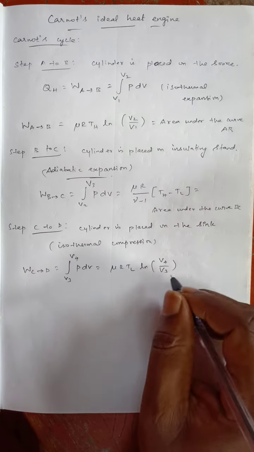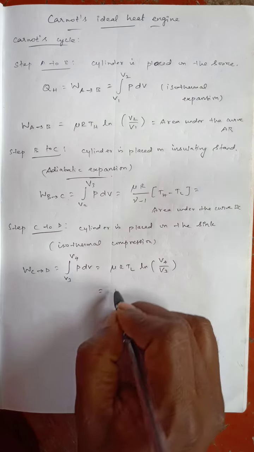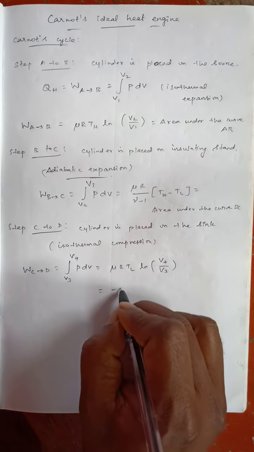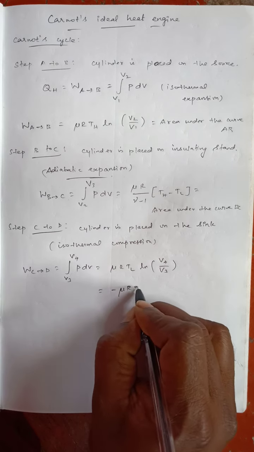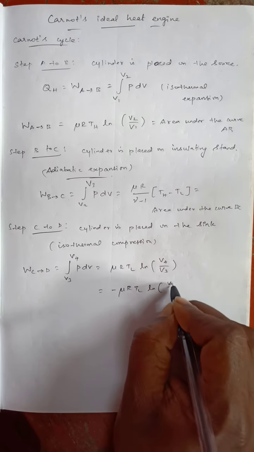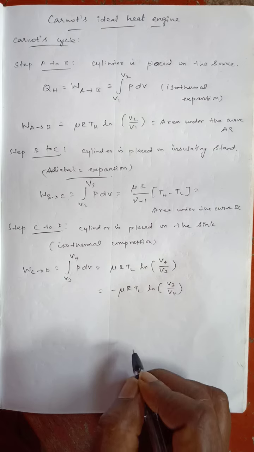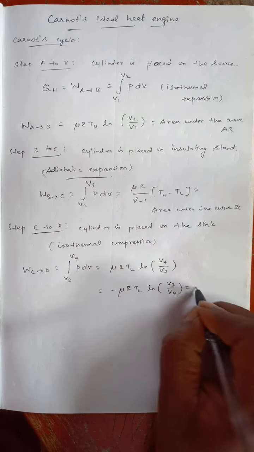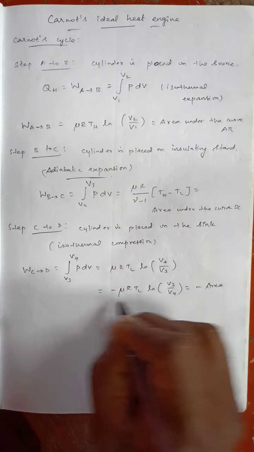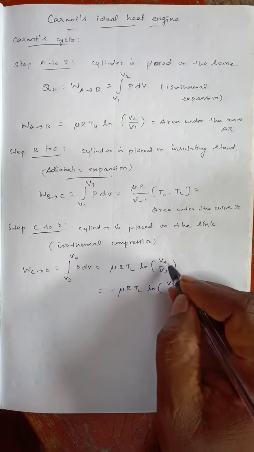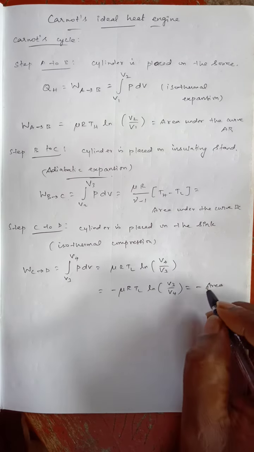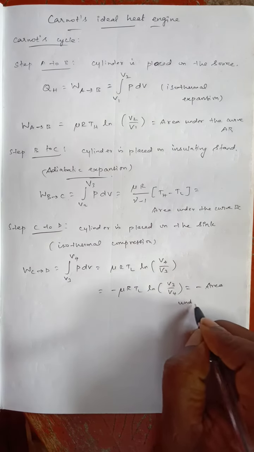Now changing that, it will become a minus in front: mu R TL ln V3 by V4. This is the meaning of minus of area. By changing the numerator and denominator, it becomes minus for the ln. This is the area under the curve CD.